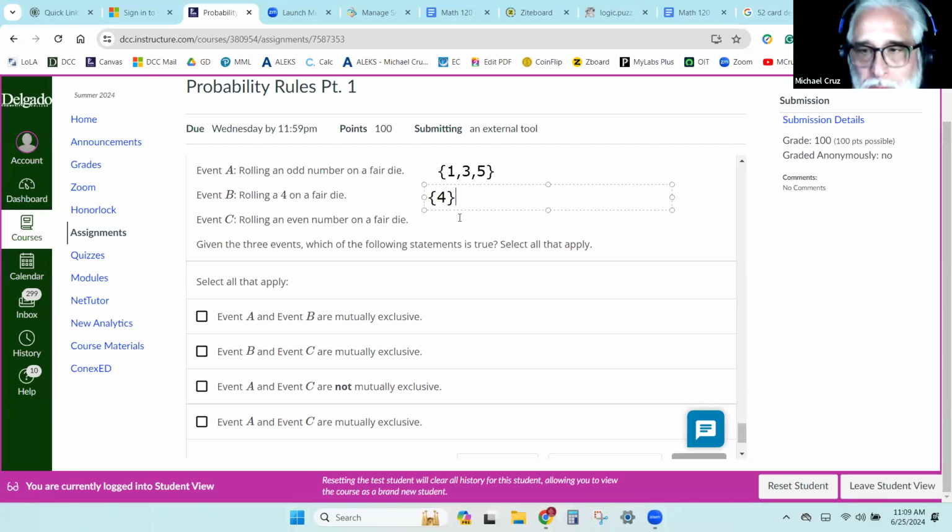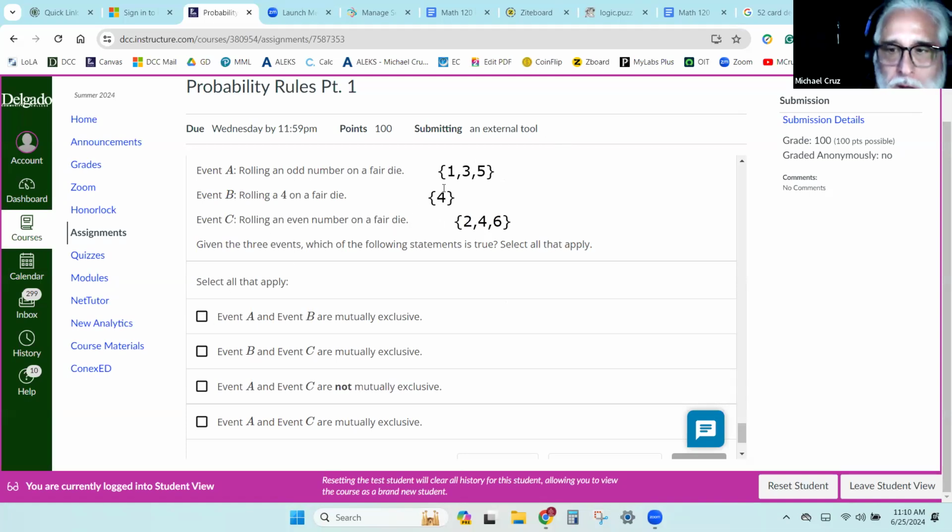So if you write them out, it might be a little bit easier to see. Even number. There we go. All right. So A and B are mutually exclusive. A and C are mutually exclusive. But B and C are not mutually exclusive.